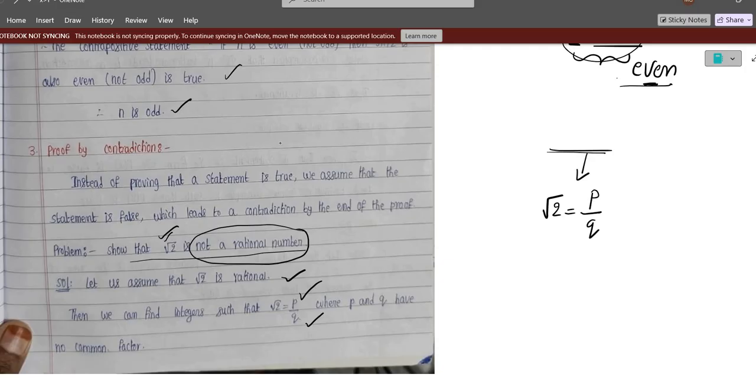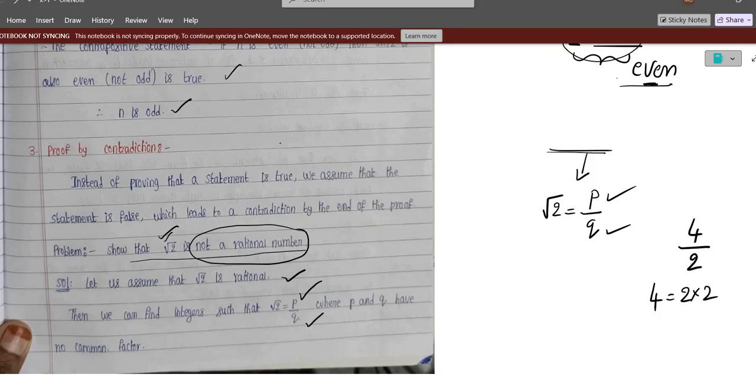Here again p and q have no common factors. So p and q are not like 4 by 2, because in 4 by 2, 4 can be written as 2 into 2.